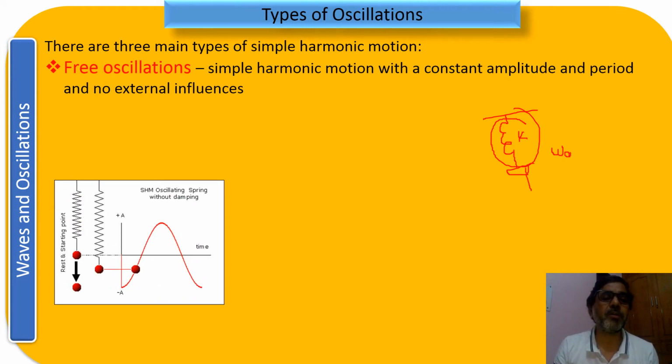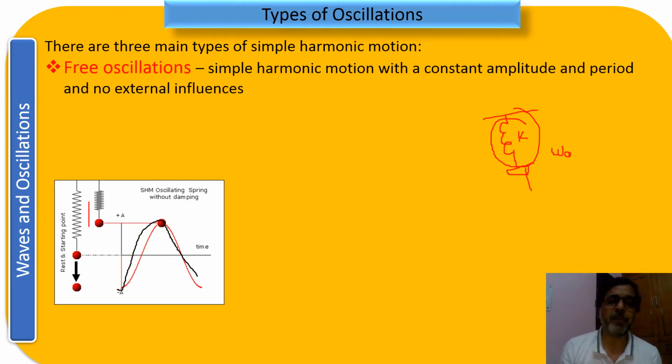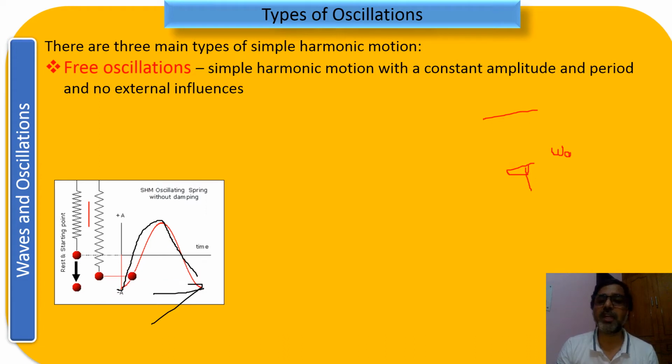As an example of free oscillations, here you can see the spring going up and down from the mean position, and a wave is getting generated. As you can see, it comes as a sine or cosine wave. This is the ink mark being put on the paper, and if the paper moves, this wave will also be moving. This type of simple harmonic motion is called free oscillations, and it oscillates without any influence, with its natural frequency.